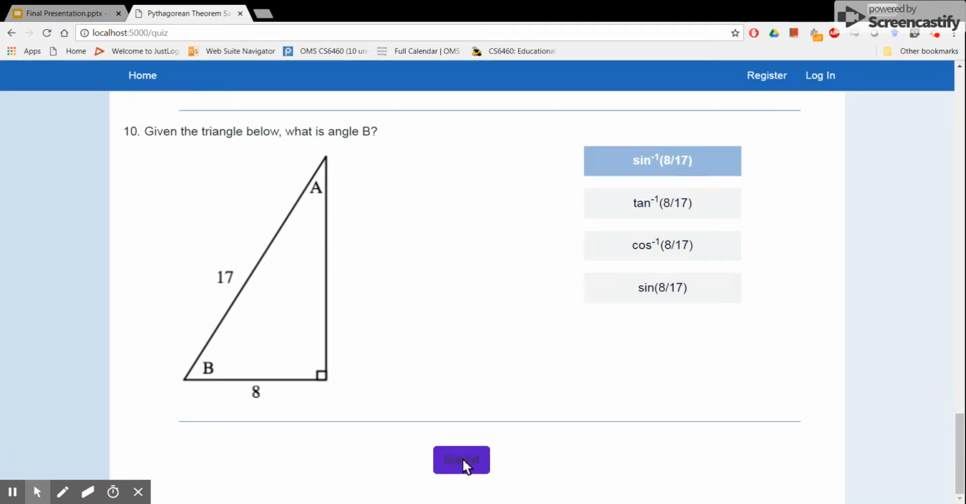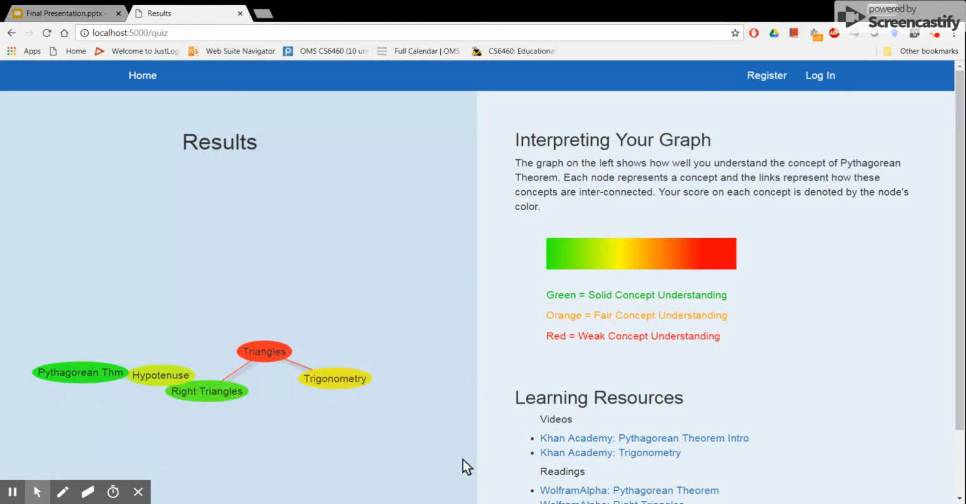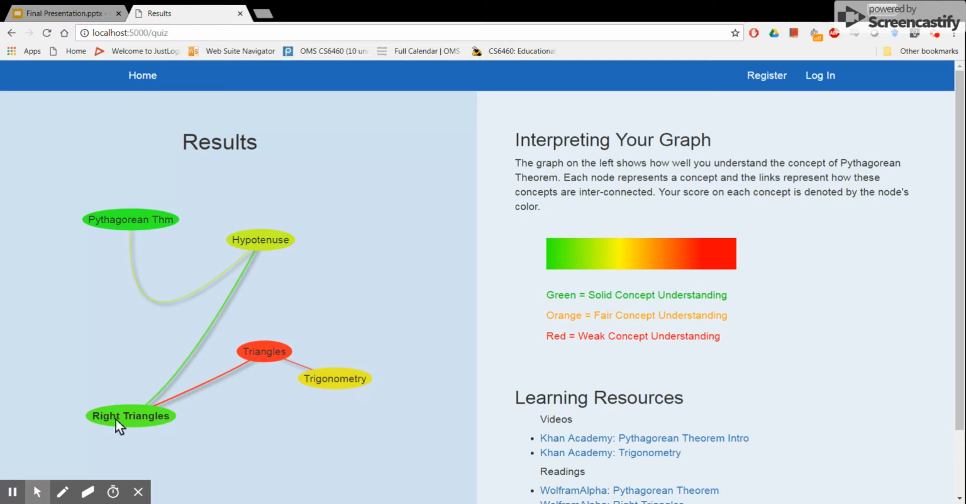That's the quick test. You press submit, and you are taken to a page where you have a knowledge graph on the left. This knowledge graph represents how well you understand the concepts you were tested on. Each node that I'm moving around here represents a concept, and as you can see, the concepts are linked in certain ways based on these lines that link them.